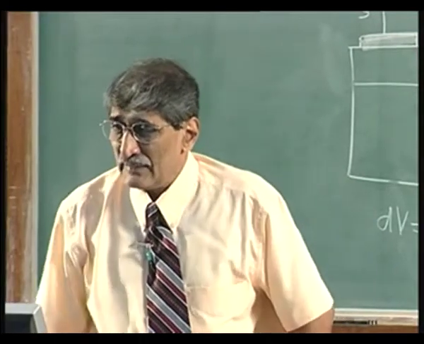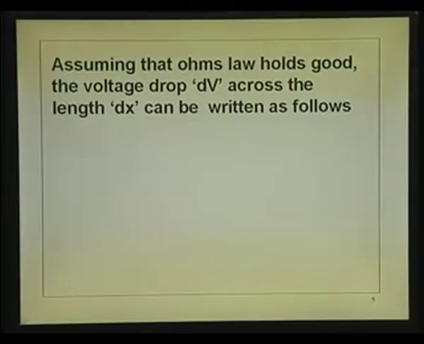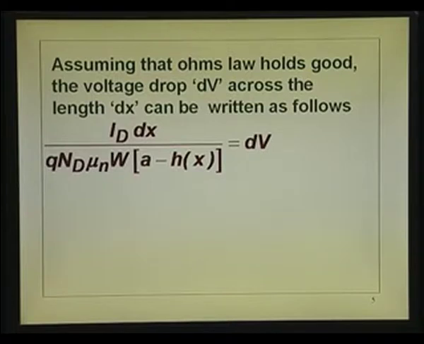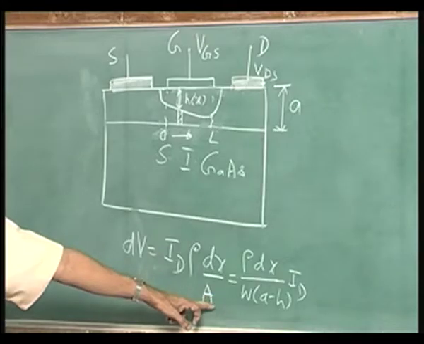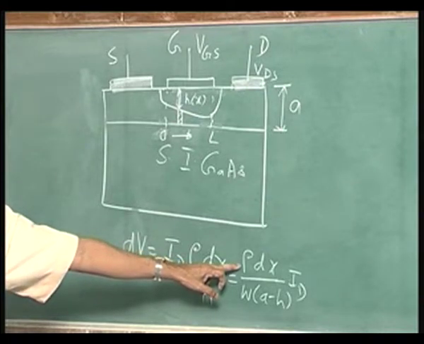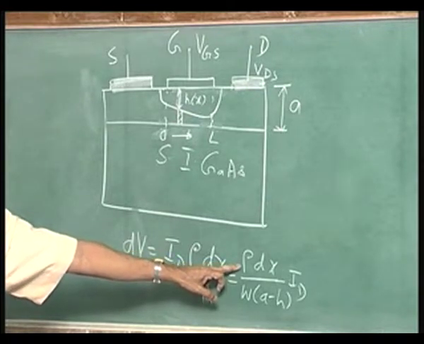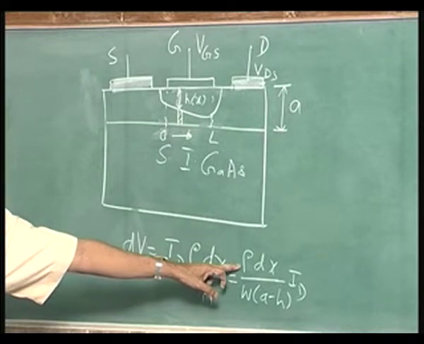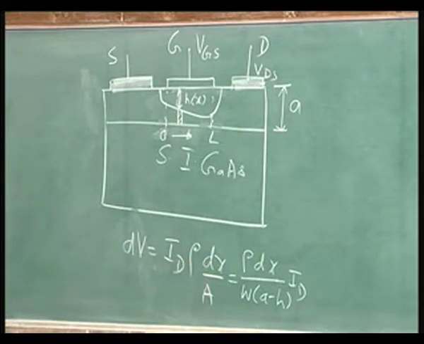So, assuming that Ohm's law holds good, the voltage drop dV across the length d of x that we have projected there can be written as follows. I have rewritten that, where dV we said is equal to I d into d of x divided by rho divided by A minus h into W. We have put it there. Now, I am substituting for rho in that equation, which is nothing but 1 by q n d mu, into W.